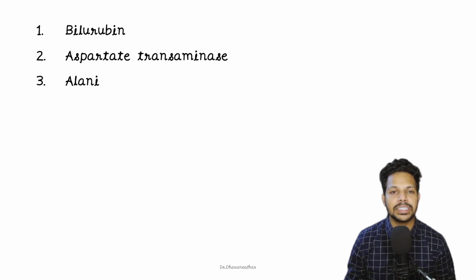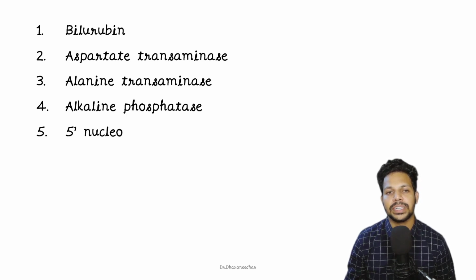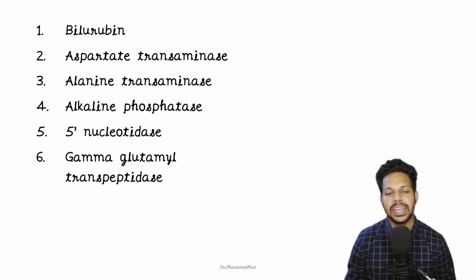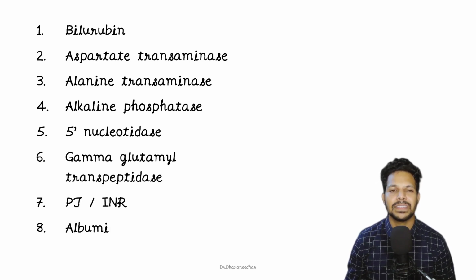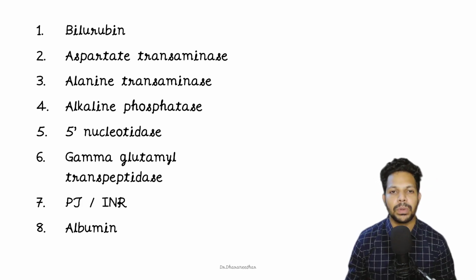So what are all the tests that are included here? We have bilirubin, aspartate transaminase, alanine transaminase, alkaline phosphatase, 5' nucleotidase, gamma glutamyl transpeptidase, PT and INR, and of course, the serum proteins that is albumin and globulins. The albumin is a more important one.